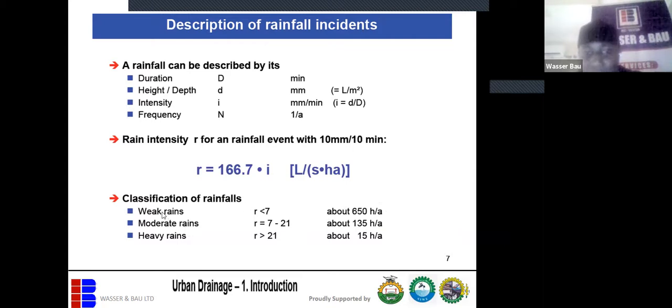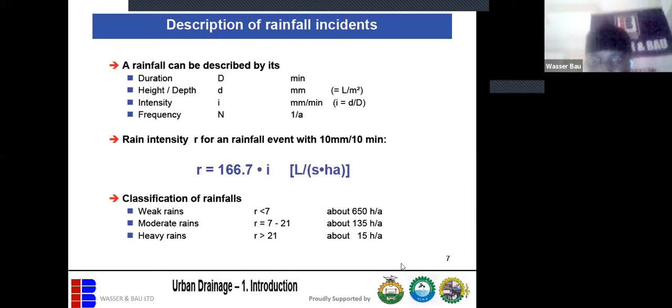Then we have this classification of rain. It's just like a guide. If it's less than 7, the equivalent of it when you do the conversion will be 650. It will cover about 650 hectares per annum. Then you have the moderate rain, you have the heavy rain. This is what it's contributing, the equivalent in terms of land mass.